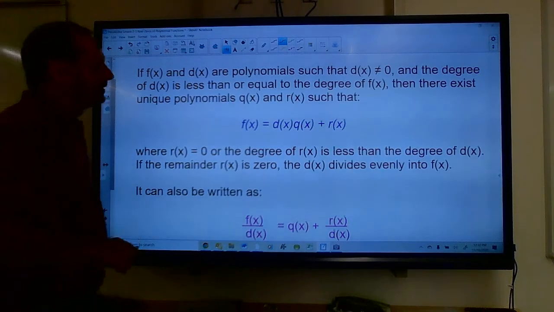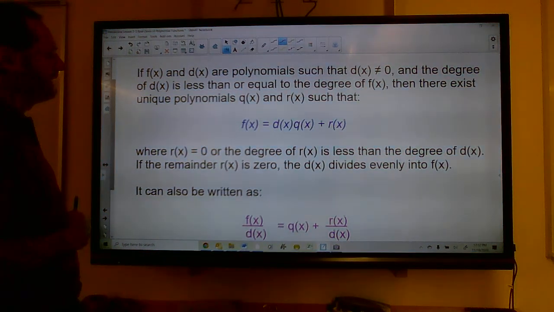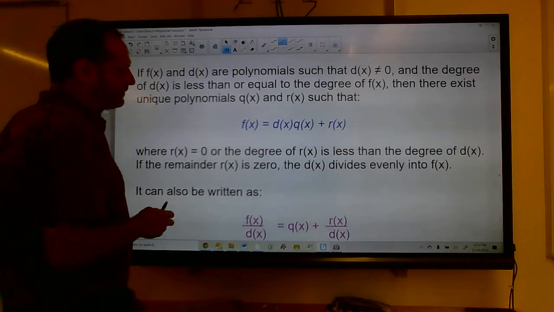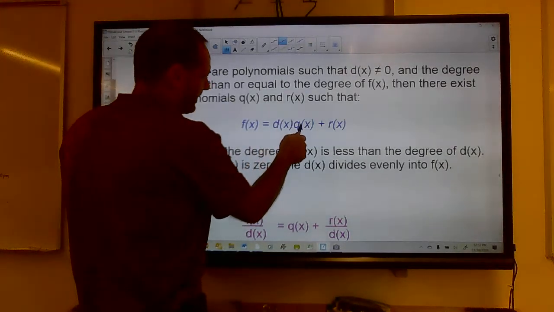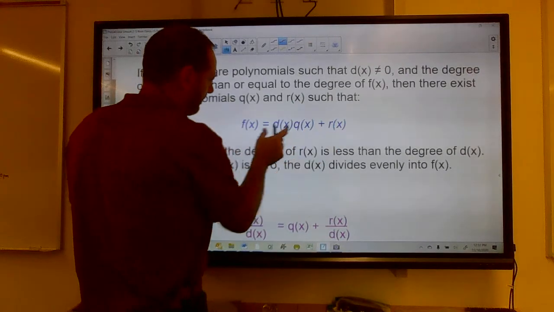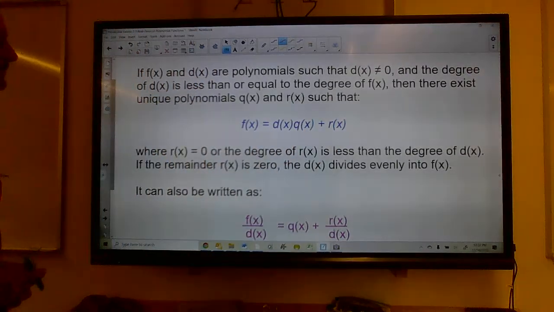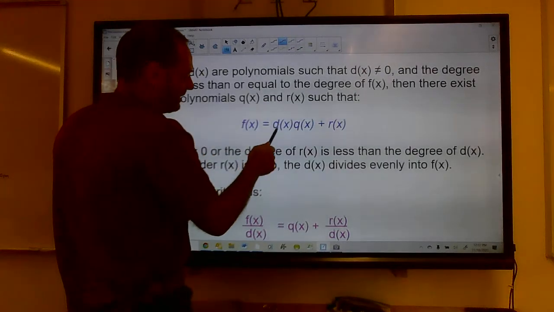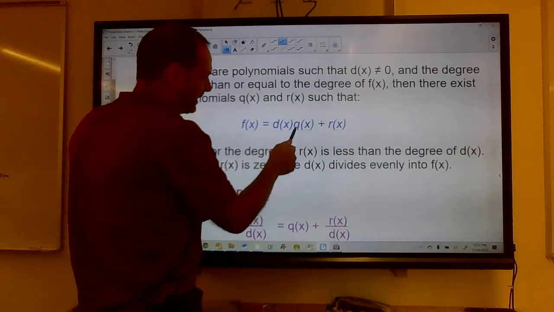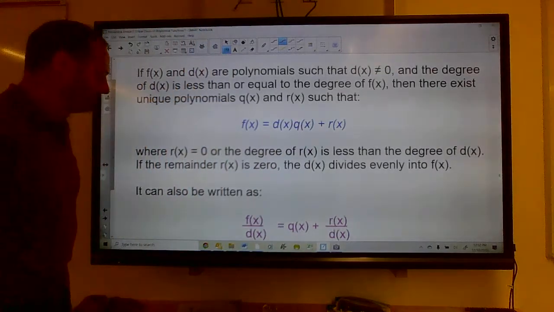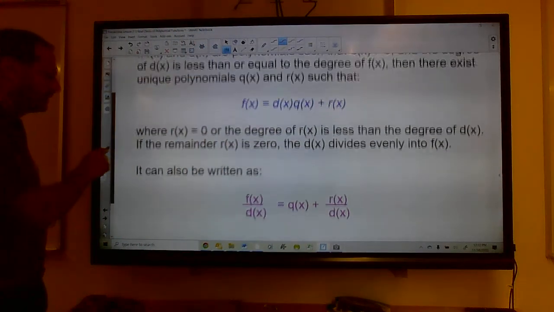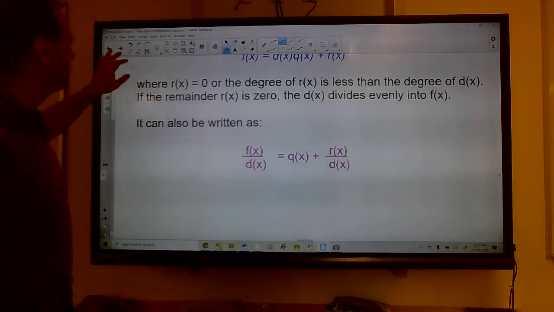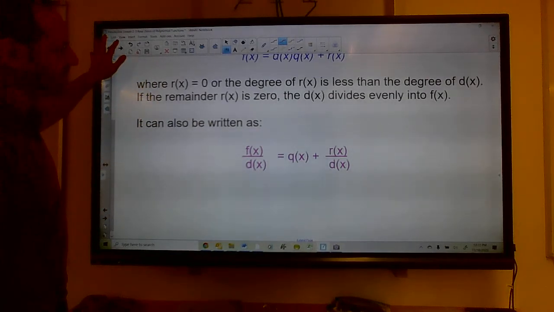All right, so yeah, what does that mean? Well, basically that means if I take d of x times q of x, and then I add r of x, I'm going to get f of x. Okay, so I can divide f of x by a denominator, and I get a quotient, and I have a remainder. Okay, it can also be written like this. All right, it'll make more sense when you actually see it.